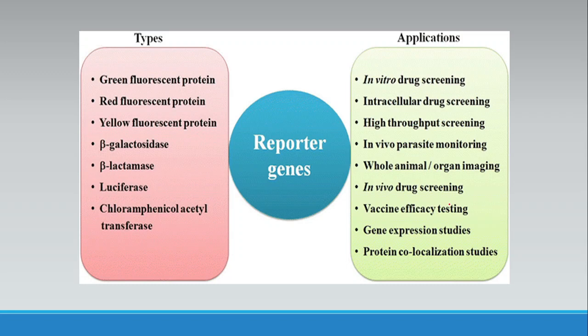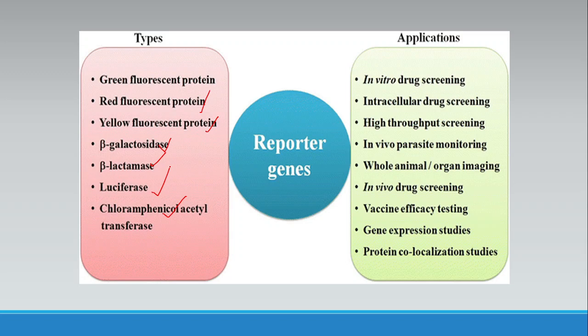Fine. So there are various other reporter genes apart from green fluorescent protein. You have a red fluorescent protein, you have a yellow fluorescent protein. You can also use beta galactosidase, beta lactamase, chloramphenicol acetyltransferase, and luciferase. These are the additional reporter genes which are being utilized in eukaryotic cell lines.